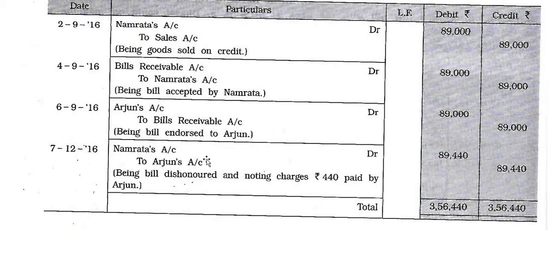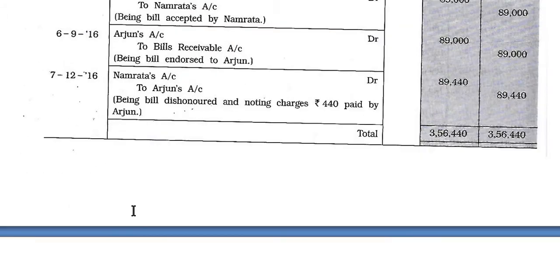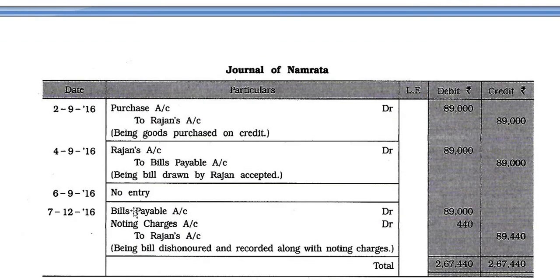7/12/2016, Namrata's account debit 89,440 to Arjun's account 89,440. Being bill dishonored and noting charges 440 paid by Arjun. Journal of Namrata.